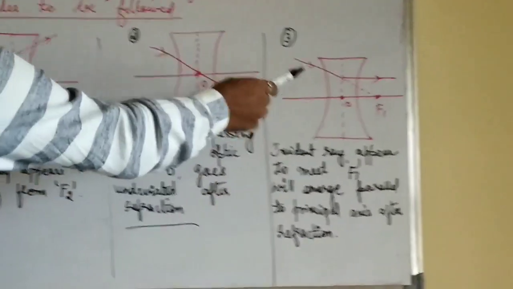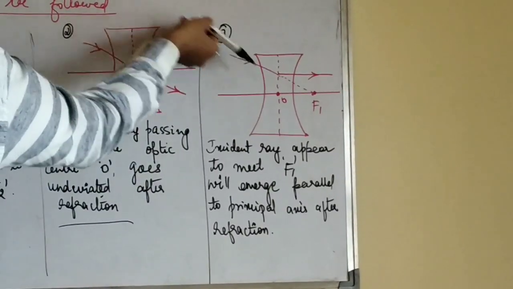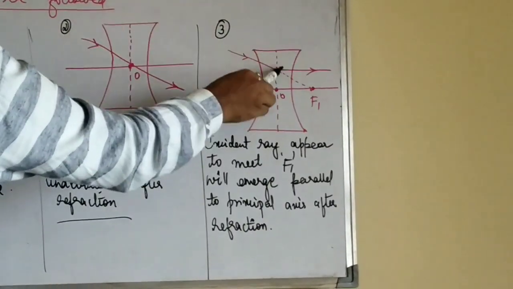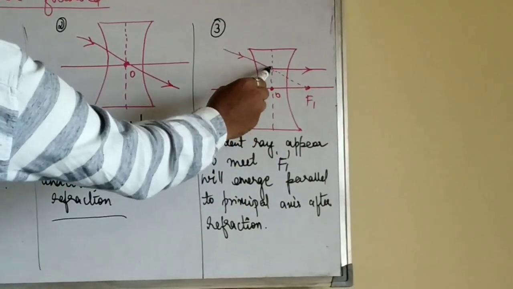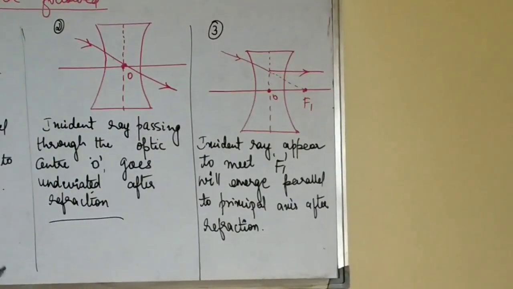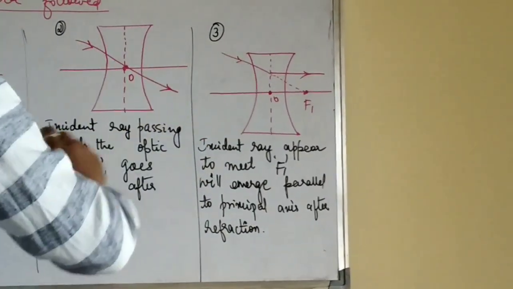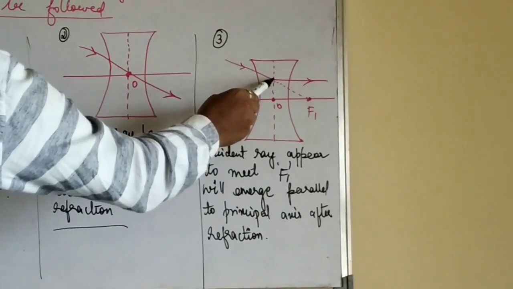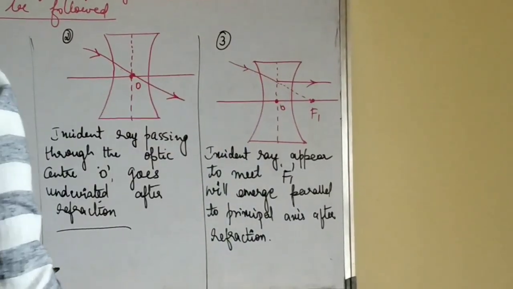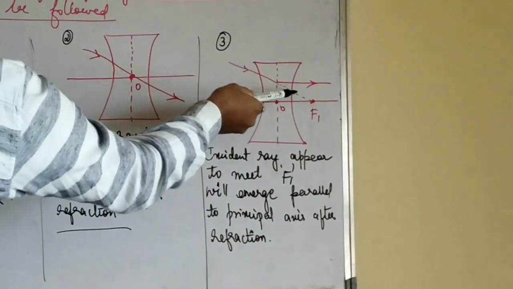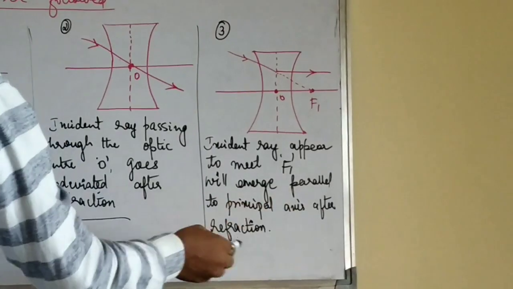Now you can see here, the ray of light is coming at some oblique incidence and meeting at the interface, the boundary of separation between the two mediums, and you can see here it is undergoing refraction. This incident ray, instead of going as a refracted ray parallel to the principal axis, appears to be meeting at the principal focus. See here, it emerges parallel to the principal axis after refraction.